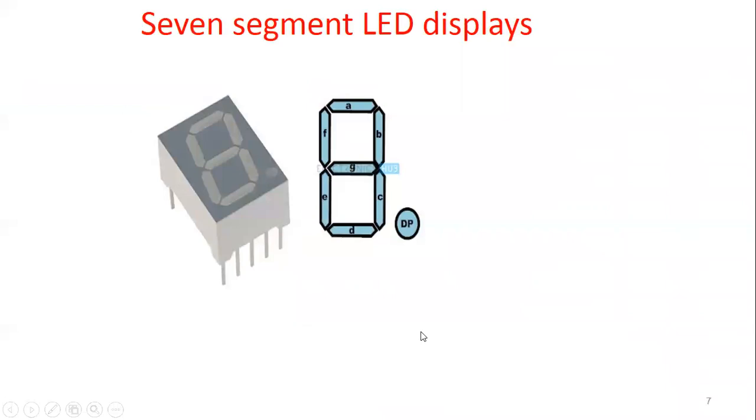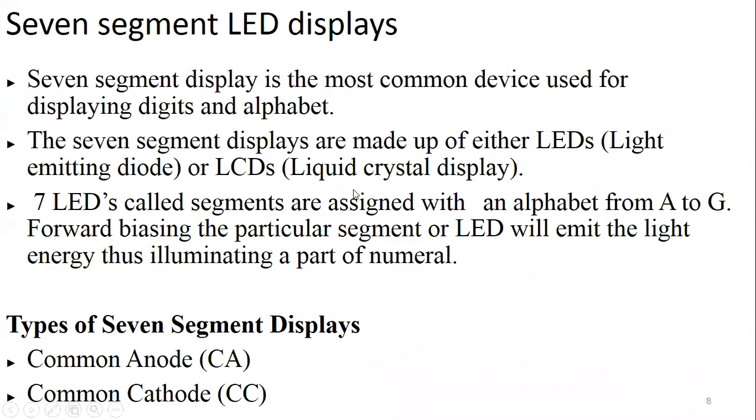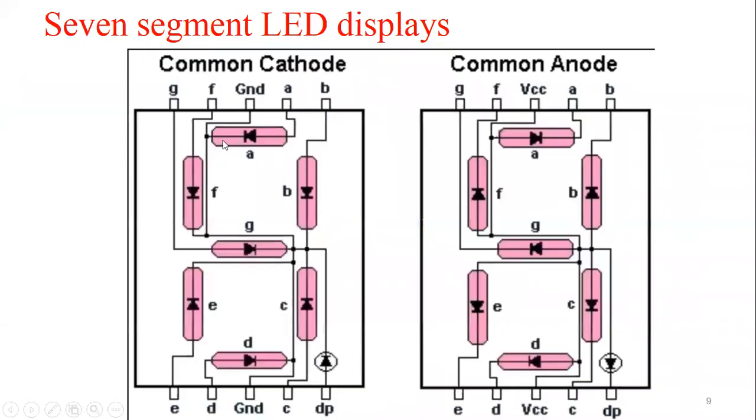Now the application. This is one of the applications, the 7-segment display, right? LEDs are arranged in such a way that we can form certain alphanumeric characters with the help of this arrangement. So how are these arranged? These are the different diodes, named A, B, C, D, E, F and G.